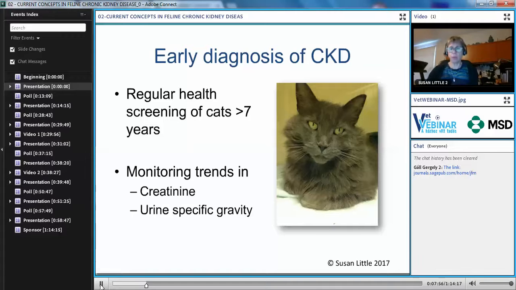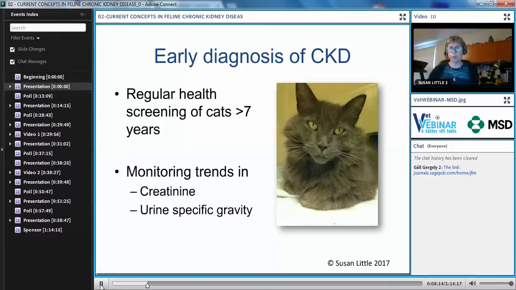So you might, for example, target cats that are 7 or 8 years of age and older. They would be a good age group to target for regular health screening with a serum chemistry panel, complete blood count, and a urinalysis, looking for diseases like chronic kidney disease.